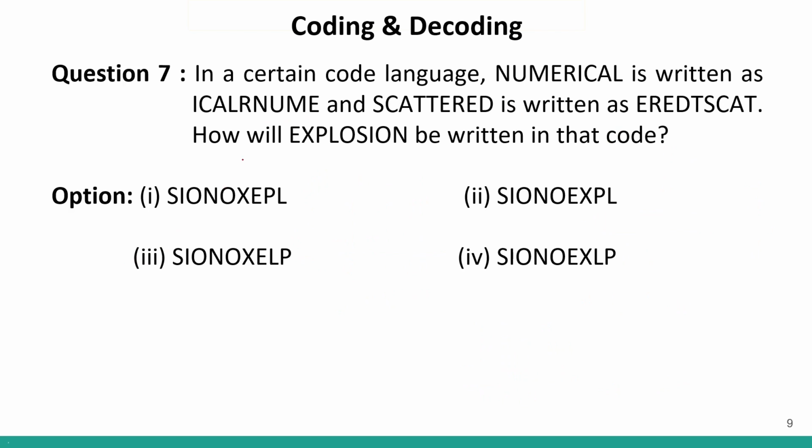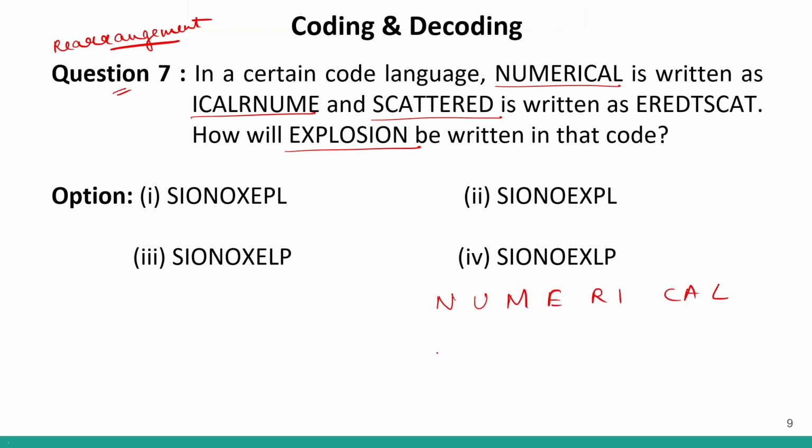Moving on to question number 7. In a certain code language, numerical is written like this, scattered is written like this, and we have to find how explosion will be written in that language. Okay. So, numerical, I can see that same letters are there. That means we have to assume that we are rearranging. We are not using the concept of forward rank or backward rank. We are rearranging.